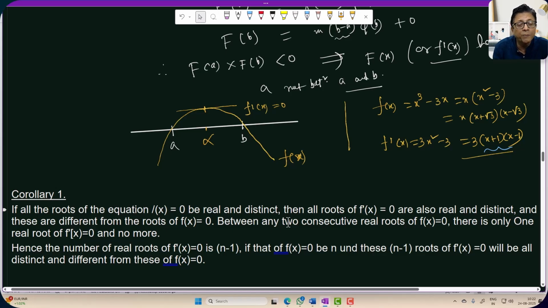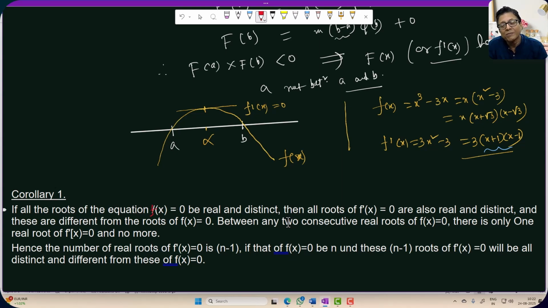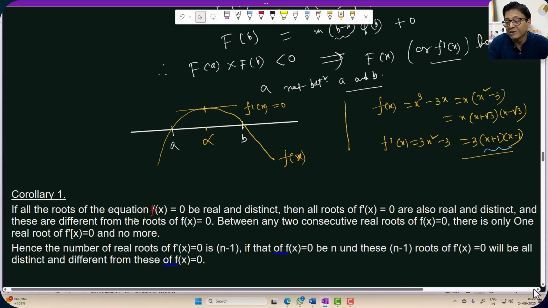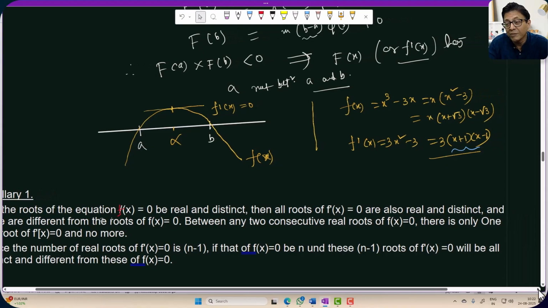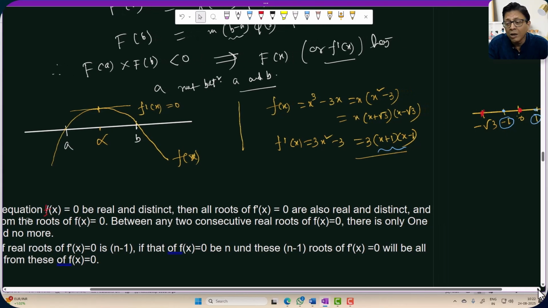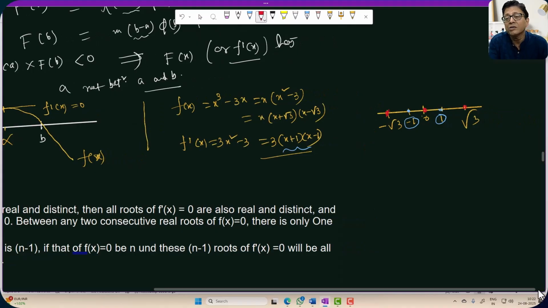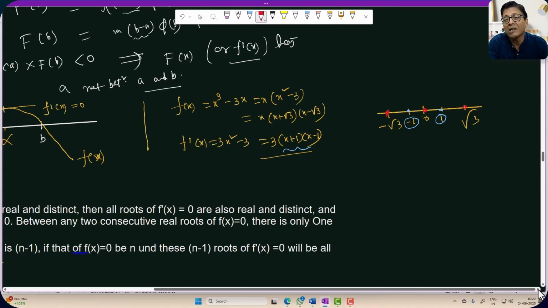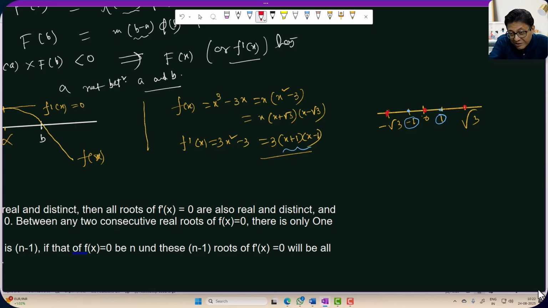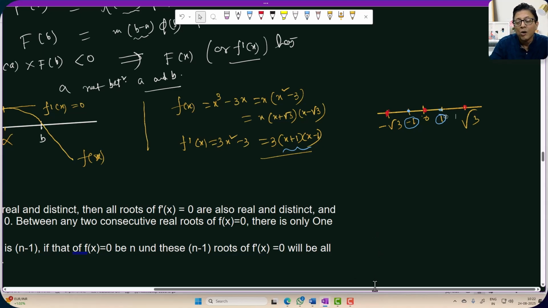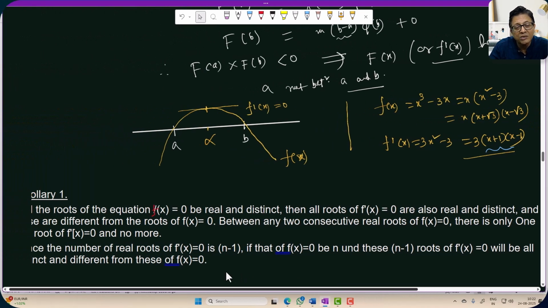If all the roots of f x equal to 0 are real and distinct, then all the roots of f dash x equal to 0, there is a proof in the previous sum, are also real and distinct. And these are different from roots of f x equal to 0. You agree or not with me? They are not matching. Roots of f x equal to 0 are all distinct: minus root 3, 0, root 3. If f x equal to 0 has distinct roots, f dash x equal to 0 also has distinct roots. Clear?